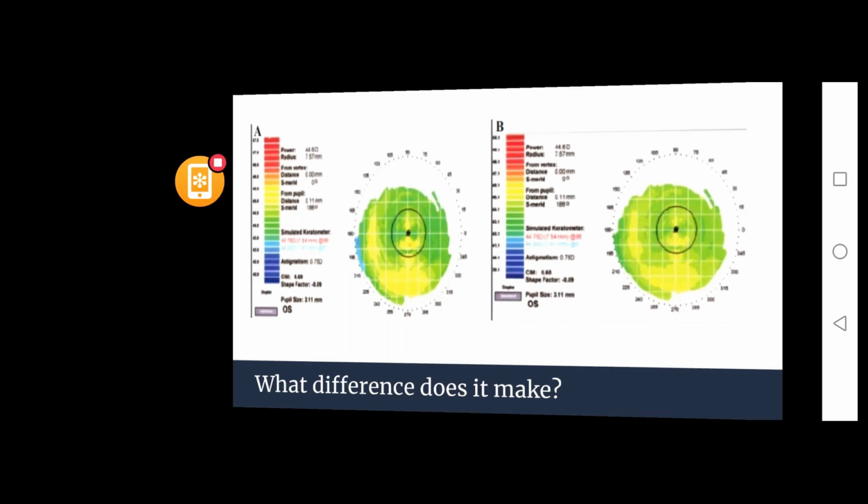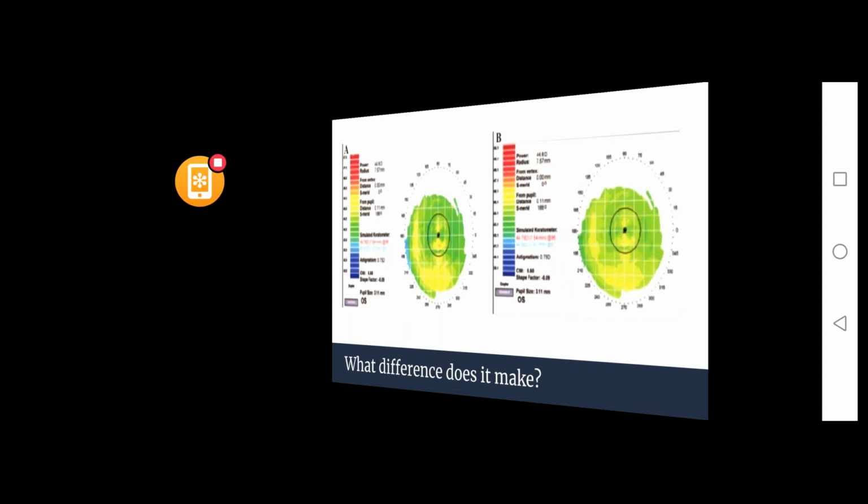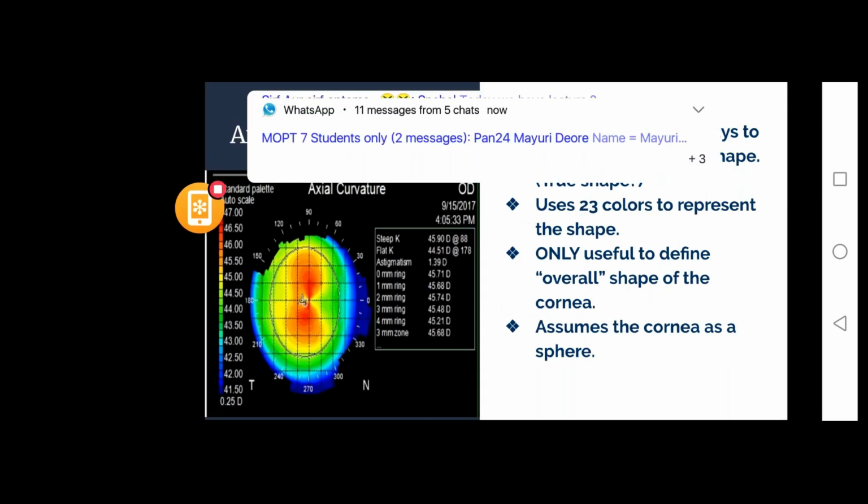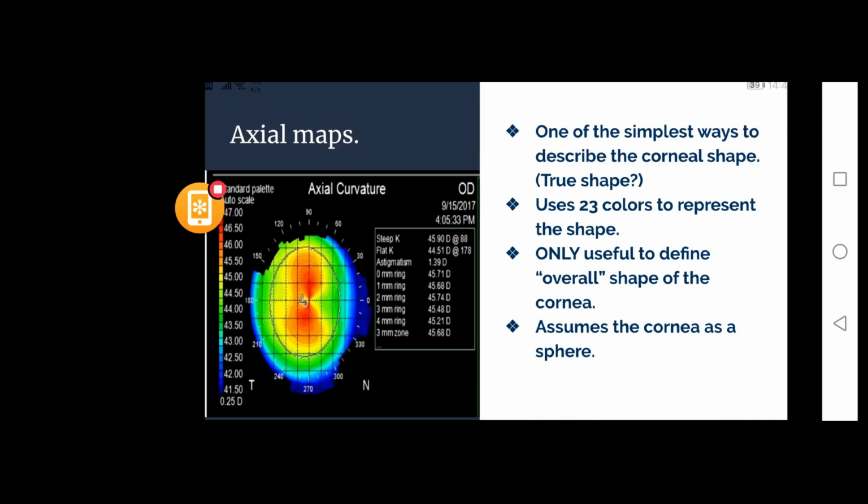Now, since we have understood about the scales, let's talk about the axial map. What is an axial map? So this is one of the simplest ways to describe the corneal shape, or describe the corneal keratometric values, in a graphical manner. Can you please confirm whether the axial curvature slide is visible? All right. So it is one of the simplest ways.